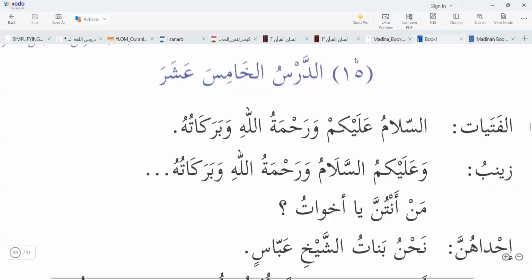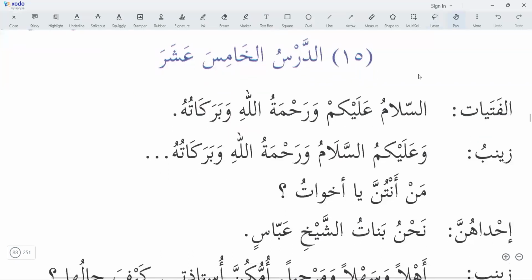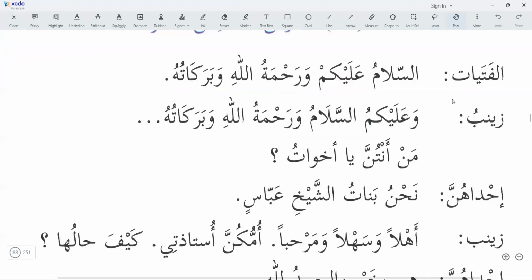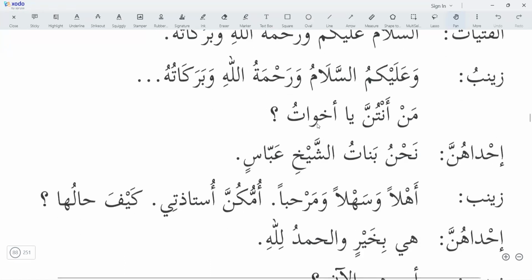And this is the lesson of the book. Al-Fatayatu. What is the meaning of Al-Fatayatu? Young ladies. Okay, good, the young girls. Al-fatayatu: Assalamu alaikum wa rahmatullahi wa barakatuh. Zainabu: Wa alaikum assalam wa rahmatullahi wa barakatuh. Man antunna ya akhawatu? Here, antunna is the plural of anti, the plural of female, muannas plural.